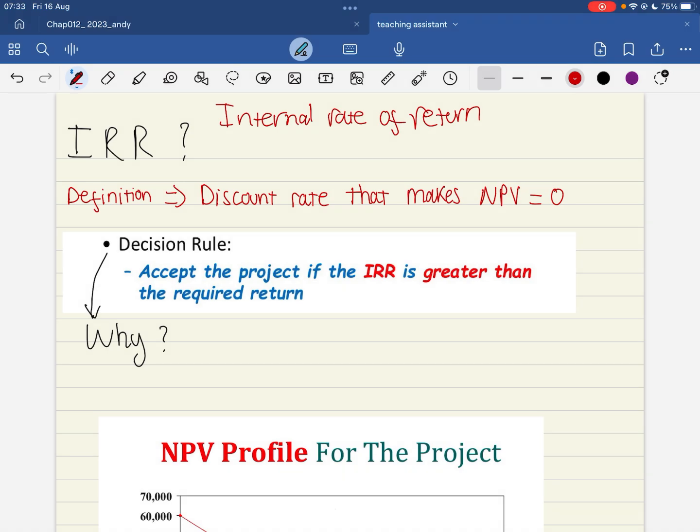And the final investing strategy is IRR, internal rate of return. According to the definition, the internal rate of return is the discount rate that makes the NPV equal to zero. The decision rule is that we only accept the project if the IRR is greater than the required return. Why? Let's take a look at the graph below to understand.